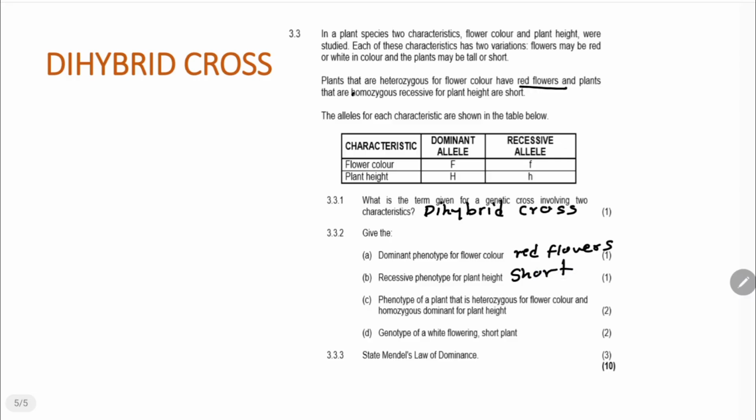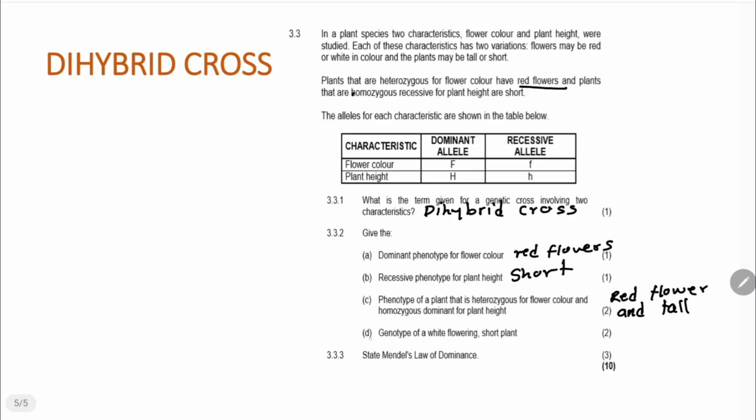Number C, phenotype of a plant that is heterozygous for flower color and homozygous dominant for plant height. They already told us that if it is heterozygous for flower color, it will have a red flower. And if it is homozygous dominant, since when it was homozygous recessive it was short, when it is homozygous dominant, it must be tall. So it must have a red flower and be tall. So that is my phenotype. It will have a red flower and be tall. So that is my phenotype, right?